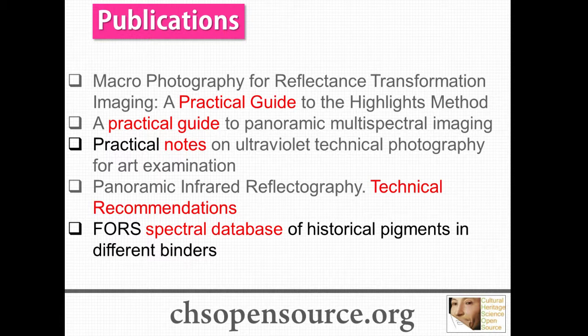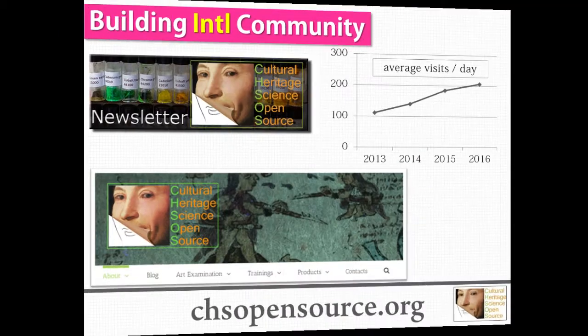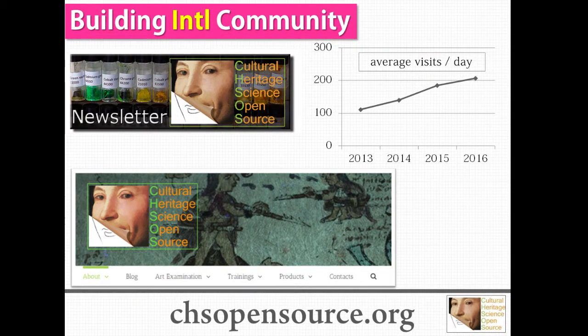So indeed, this paper will be a practical guide to this method, a practical guide to panoramic multispectral imaging. So basically, we also put this package together. We provide with the tools an academic explanation with the paper, practical notes on the one hand, technical recommendations on the other technique, and so on. So we have a presence in academia. We have, of course, our blog. That is the main way we get in contact with other art professionals worldwide. Our average visits per day is increasing, and we have our newsletter.